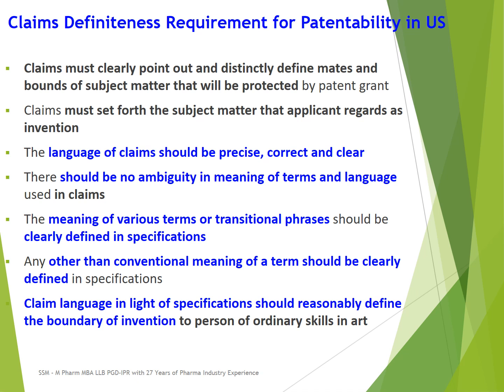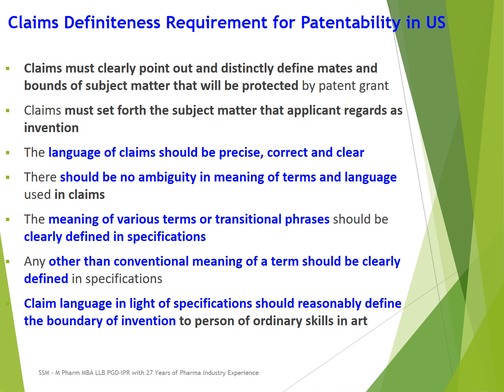So your claim should be supported by the specification. The specification part should support the claim language which you are mentioning in the claim section. Any unconventional meaning, or meaning other than the conventional meaning of a term, should be clearly defined in the specification section. You can use any term in the claim and you can give any meaning to that term, but whatever meaning you want to give, you have to explain the meaning of that term in the specification or description section.